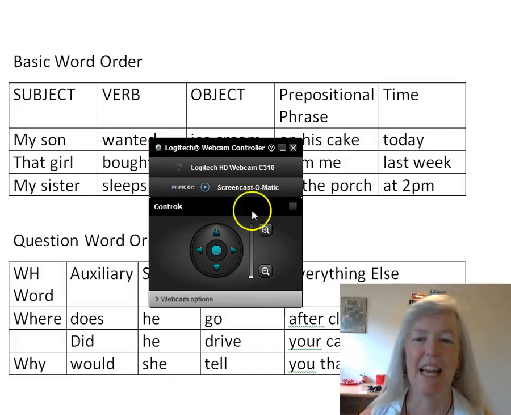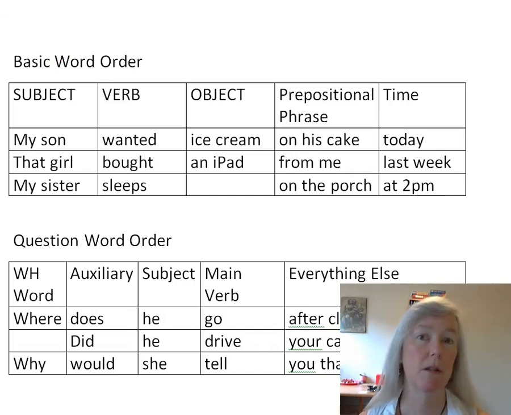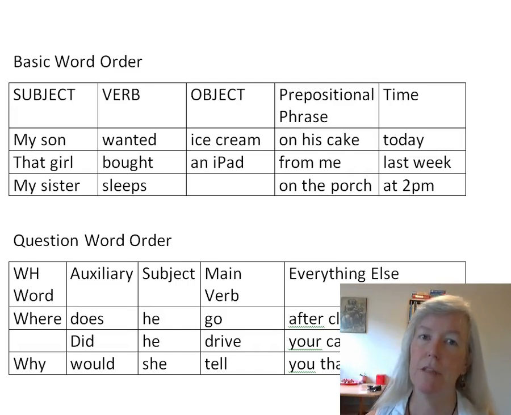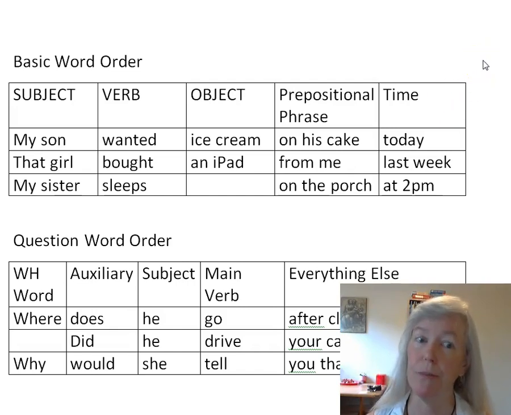Hi, this lesson is about basic word order and how to use questions in multiple clauses. So let's start with basic word order. In English, your sentence is subject, verb, object, prepositional phrase, and time. We have to put words in that order. If you put them in a different order, it's just wrong, and we may not understand you.